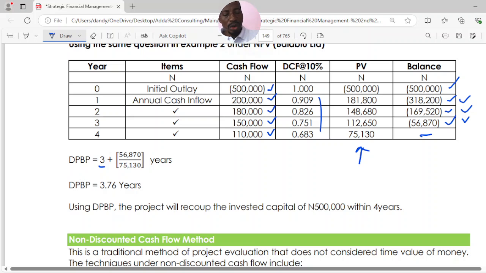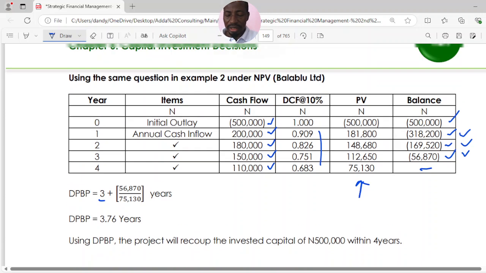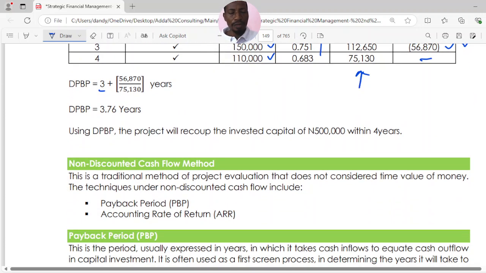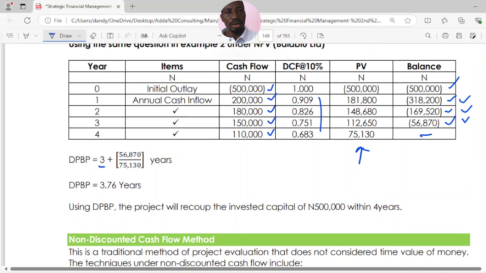This means that this project will pay back within 4 years. So using the discounted payback period, the project will recoup the invested capital of 500,000 naira within the next 4 years. Now, the decision rule of discounted payback period is the same as the decision rule of the normal payback period. Your calculated discounted payback period will be compared with the management predetermined payback period. If you are not given the management predetermined payback period, there is no basis for acceptability, so you cannot advise on that.